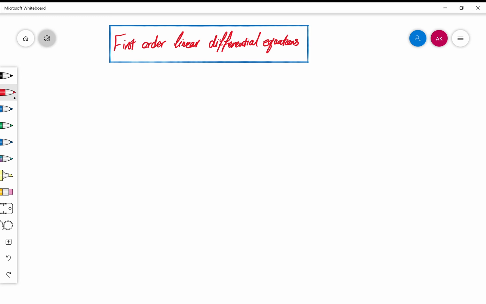Okay, what is a first order linear differential equation? Any differential equation that we can write in this form. What is the form? The form is that I can write it in this form. It's called a first order linear differential equation.